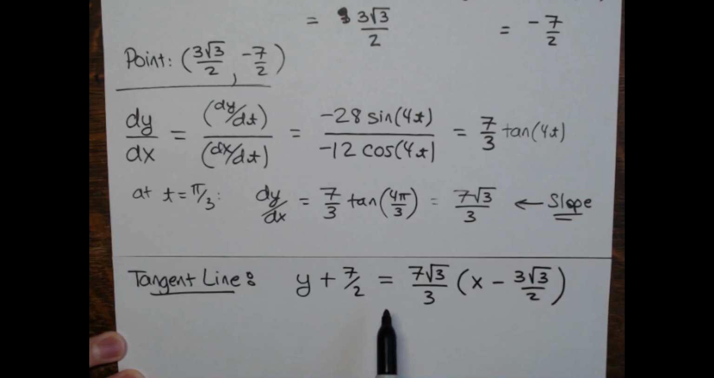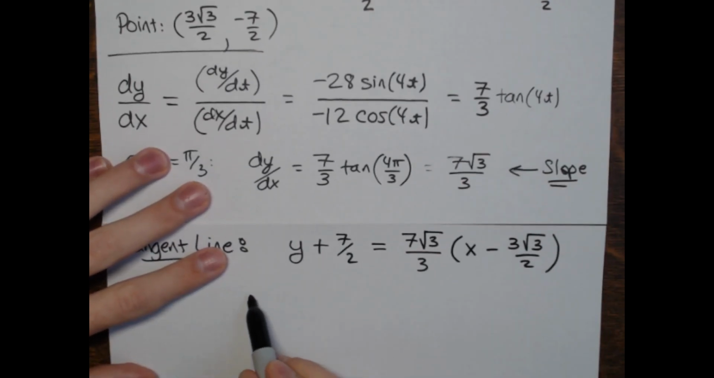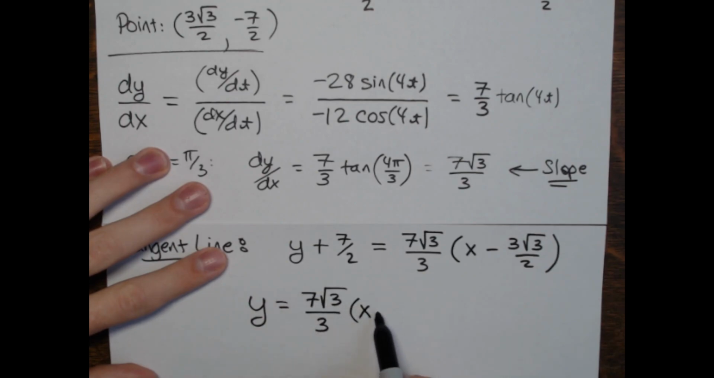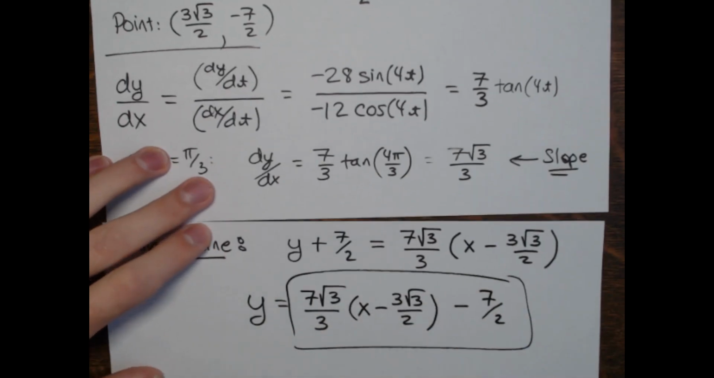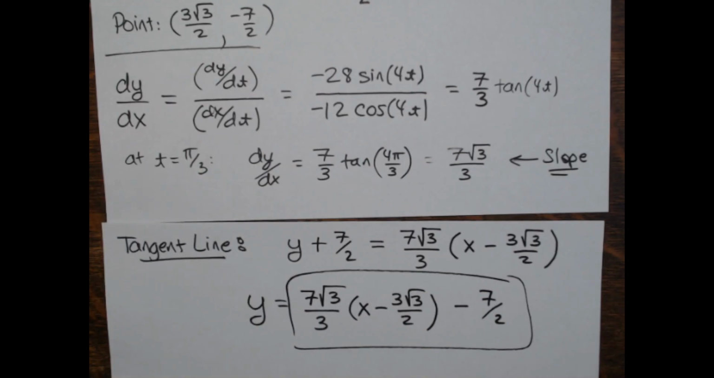And honestly, it didn't say put it in slope-intercept form. It just said solve for y. So I'm going to write this out and then minus 7 halves. So we have y equals our slope, 7 root 3 over 3, times x minus 3 root 3 over 2, and then minus 7 halves. And this is what I'm going to type in here. Now let's go to the calculator.